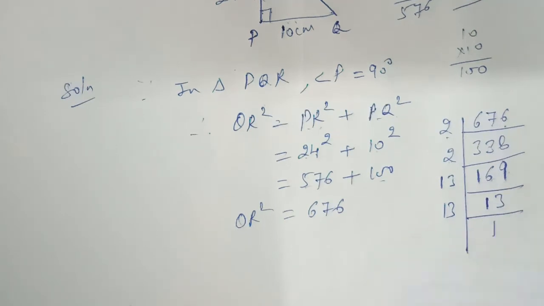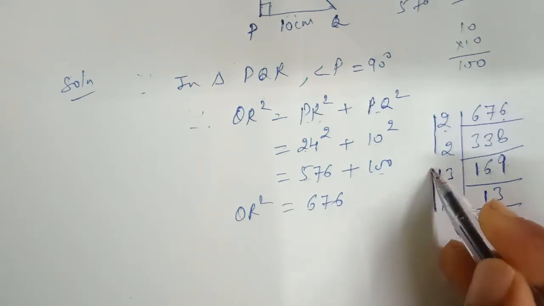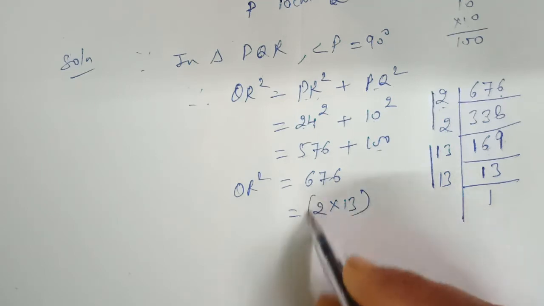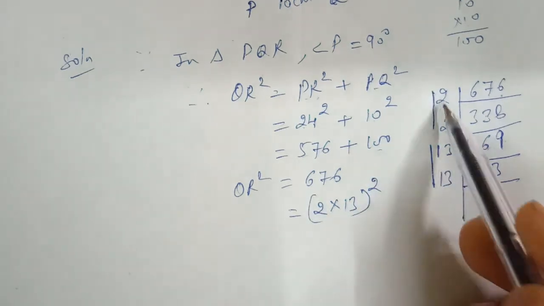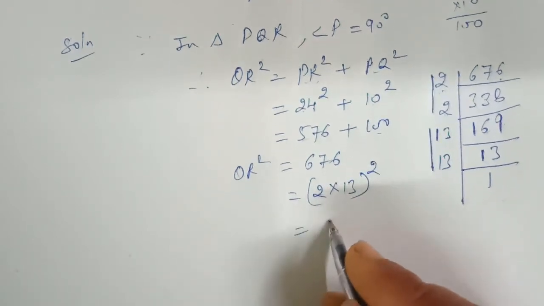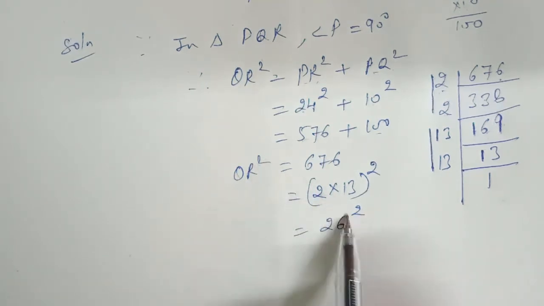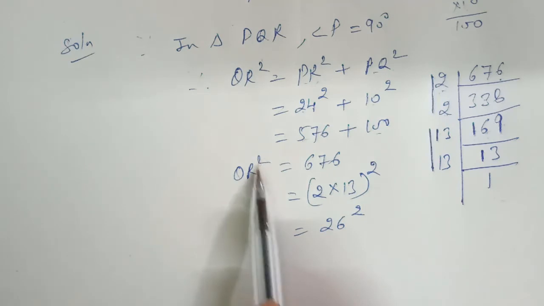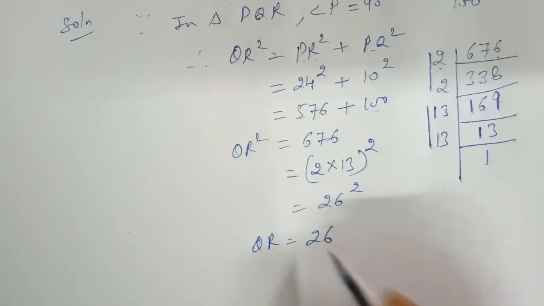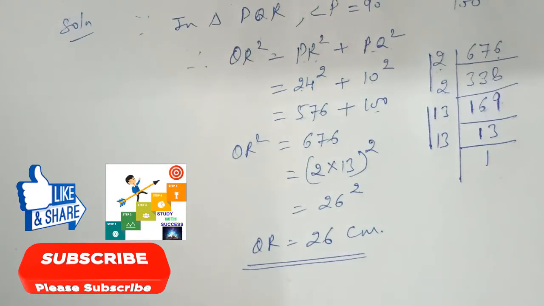Again with the table of 13. Now you can observe we have square of 2, we have square of 13. We can take 2, we can take 13 and write their square, because we have two of each. So multiplying both of them we get 26 square. Now we are observing square on both sides, so square and square will be cancelled, and after cancellation we will get QR is equal to 26. So we can say the measurement of QR is 26 centimeter. Thank you.